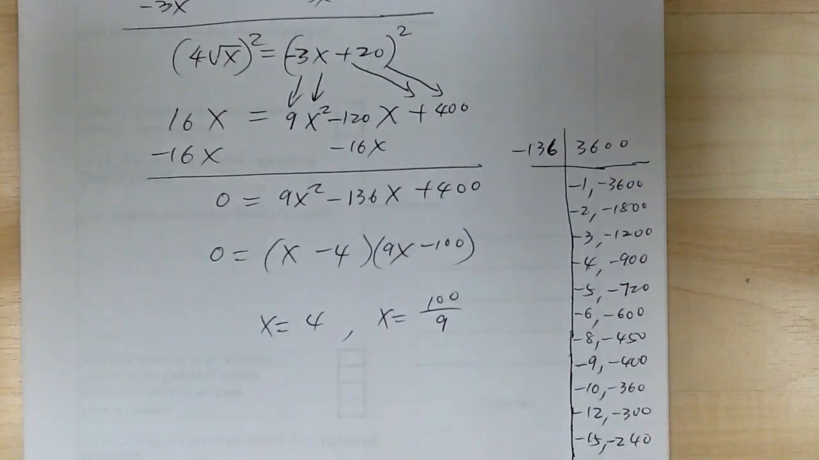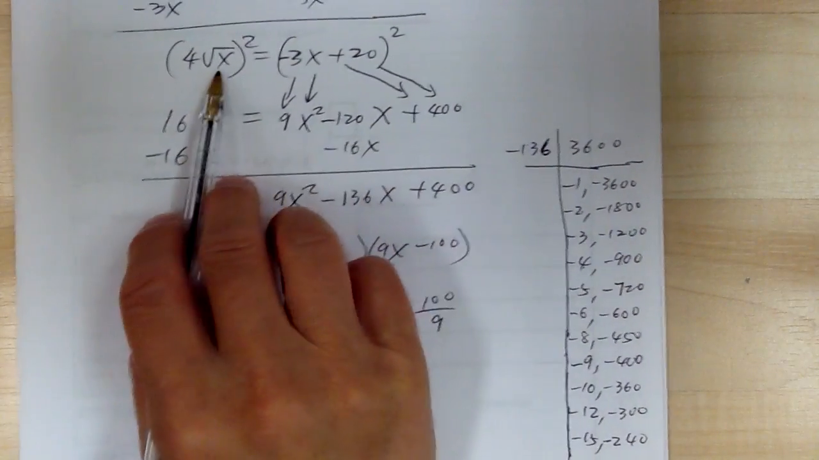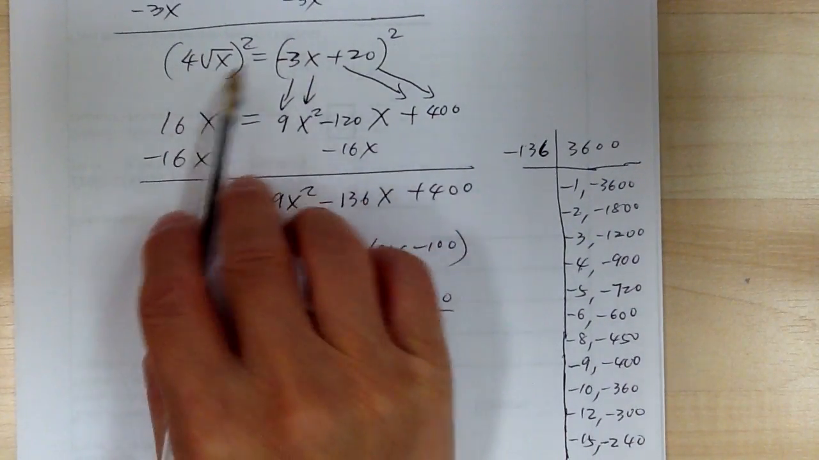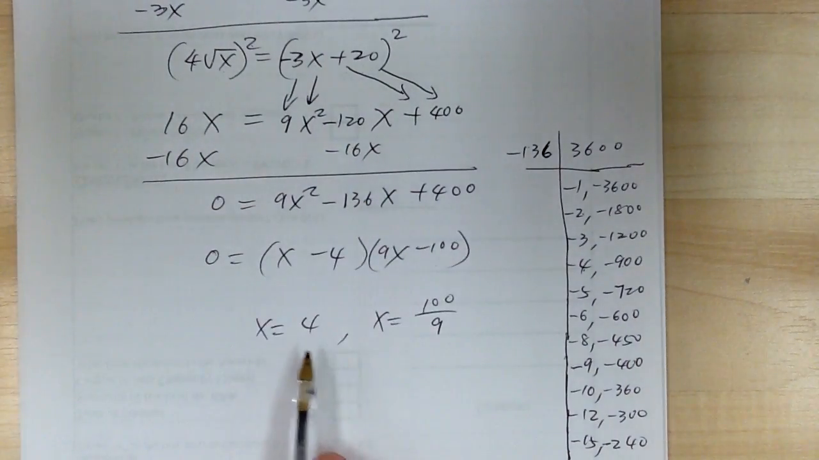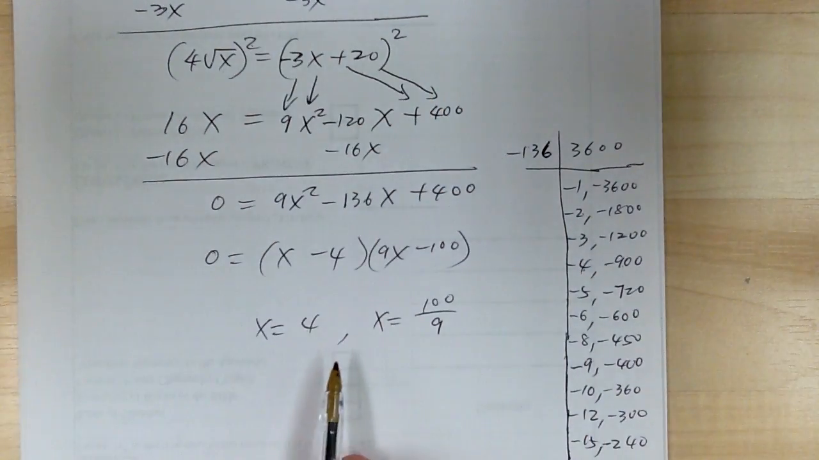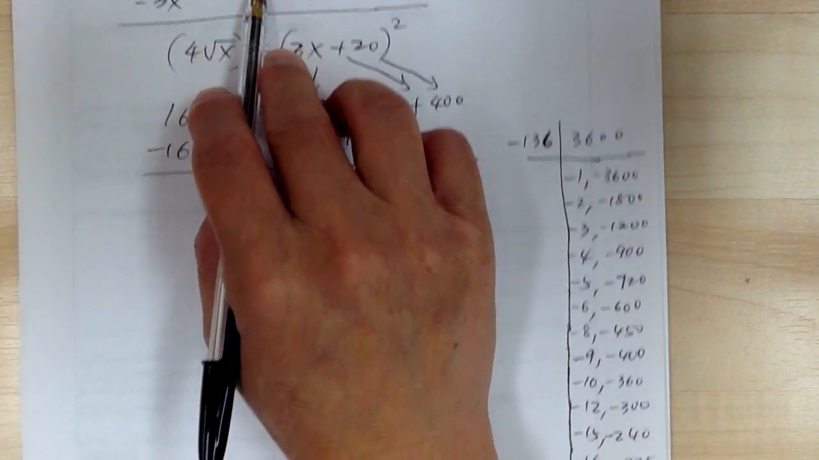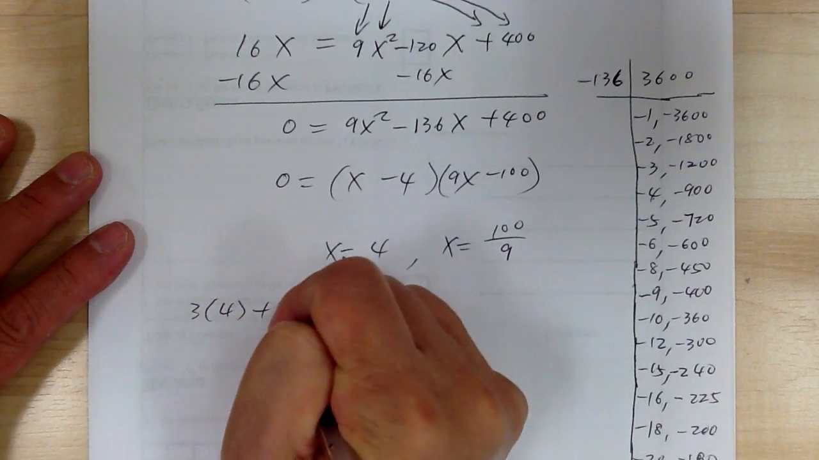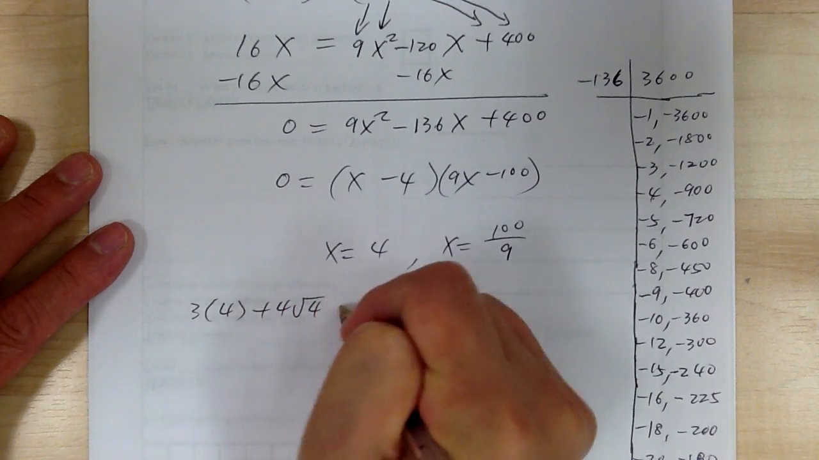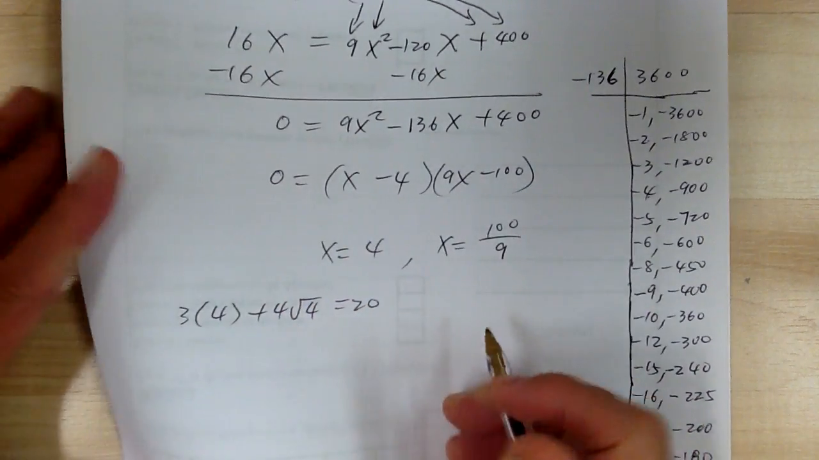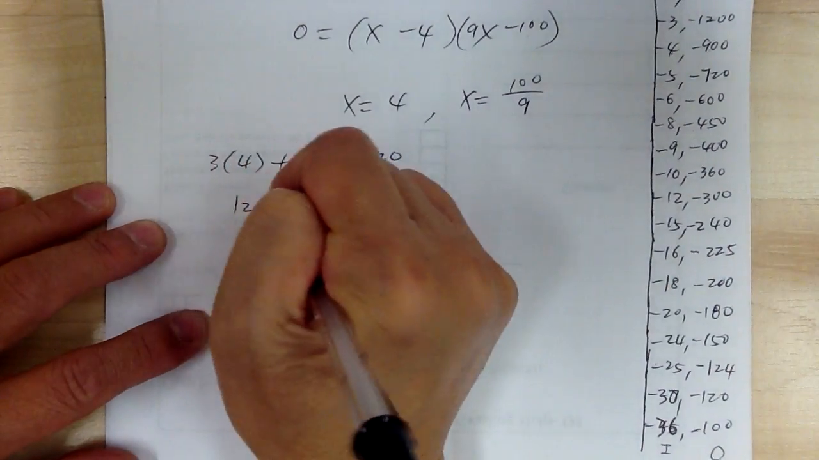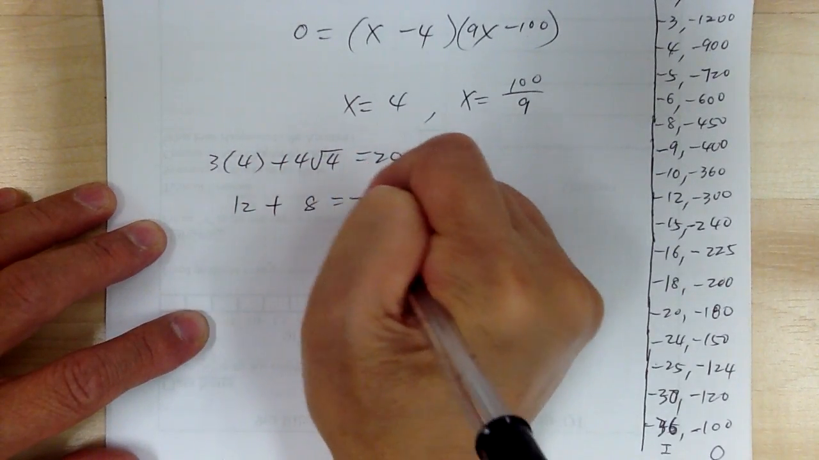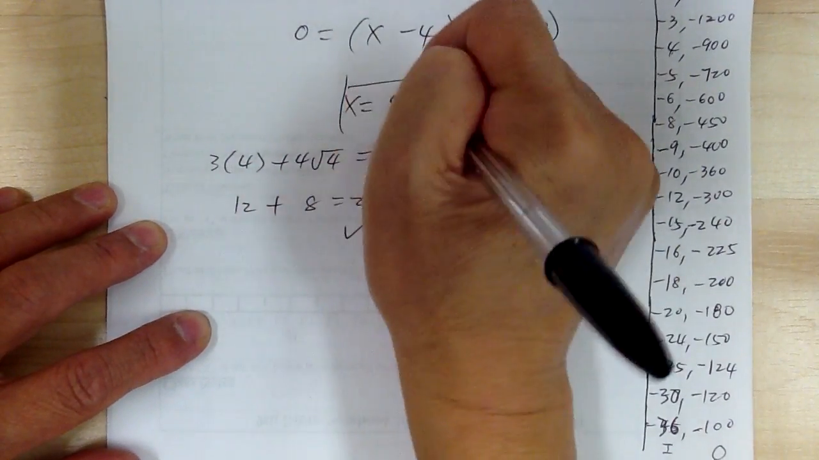Now, because you square both sides, a lot of times you end up getting extra answers, so you need to check both answers. You have to put these back in the original equation and see if it works. So 3 times 4 plus 4 times square root of 4 equal to 20. So you get 12 plus 8 equal to 20. It checks out, so this is good.